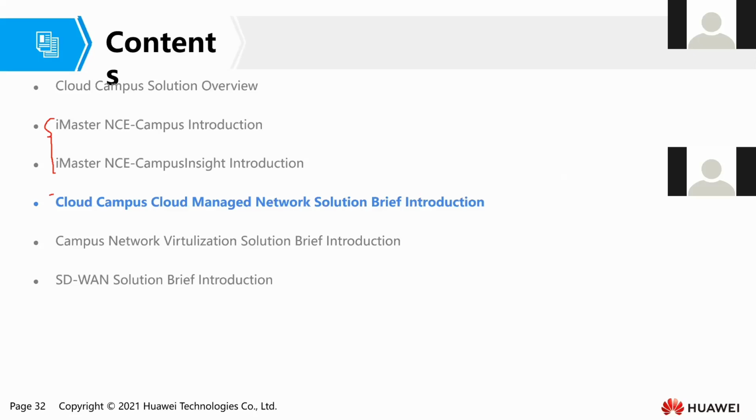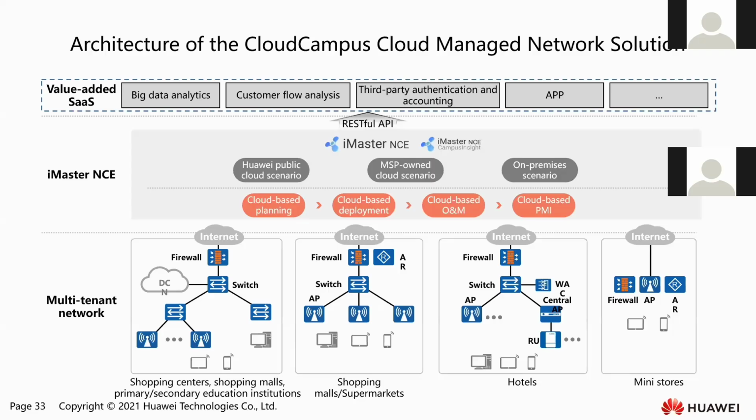Now we'll look into the solution that we have inside our cloud campus. Okay, so let's go through the first solution, the cloud managed network solution. Again, this is the architecture for the cloud managed network solution. Again, we have our NCE campus. Again, we have the multiple network tenants below. And then we have the value added software as a service. These are the applications. Okay, and actually this is similar to what I explained before.